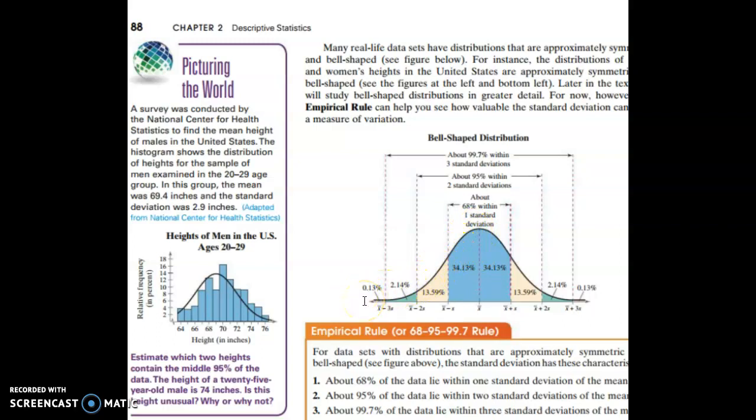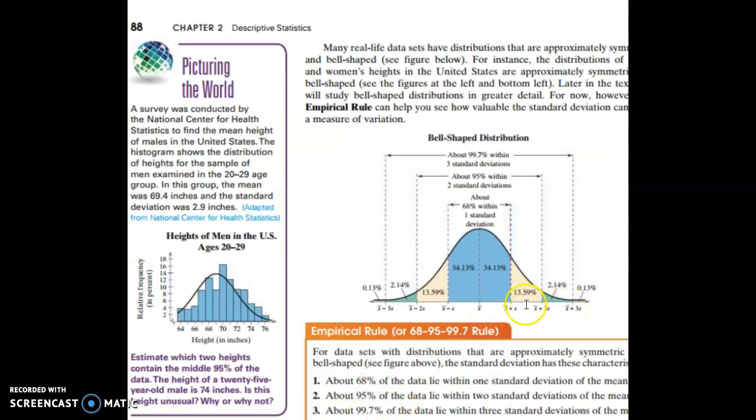The empirical rule tells us that from that mean right in the middle of our bell-shaped distribution, if you're within 1 standard deviation, there's 68% of the data. If you're within 2, which means either 2 standard deviations above or 2 below, there's 95% of the data. And within 3, there's 99.7% of the data.